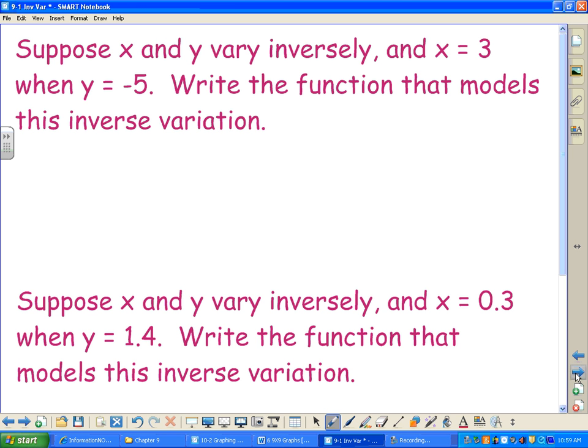Well, if it's an inverse variation, what always has to be going on with the x and the y? They're being multiplied. And if you were to multiply your x and your y in this case, what are you going to get? Negative 15. So your constant k is negative 15. So the inverse variation that models this situation is just x times y is equal to negative 15.